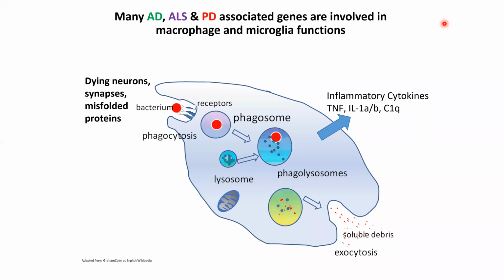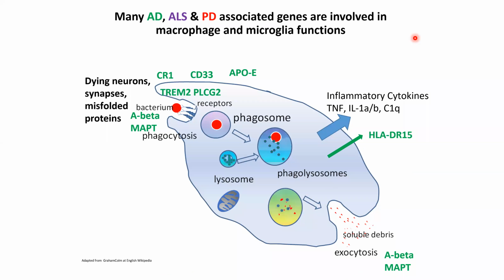There are many different genes of neurodegenerative diseases that are involved in macrophage and microglial functions. For Alzheimer's disease, about 40% of the genes associated with the disease are associated with microglial and macrophage functions. This includes several phagocytic receptors such as TREM2 and its downstream signaling components, and complement receptor 1, CR1, and CD33. And they can also take up the misfolded proteins that are characteristic of this disease, so amyloid beta and MAP-tau.